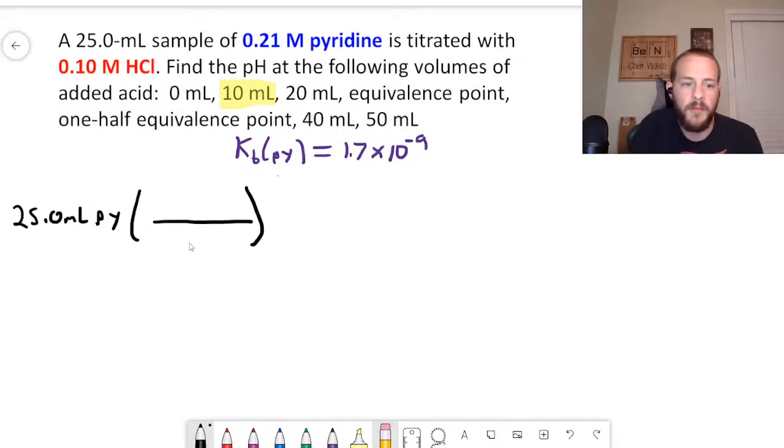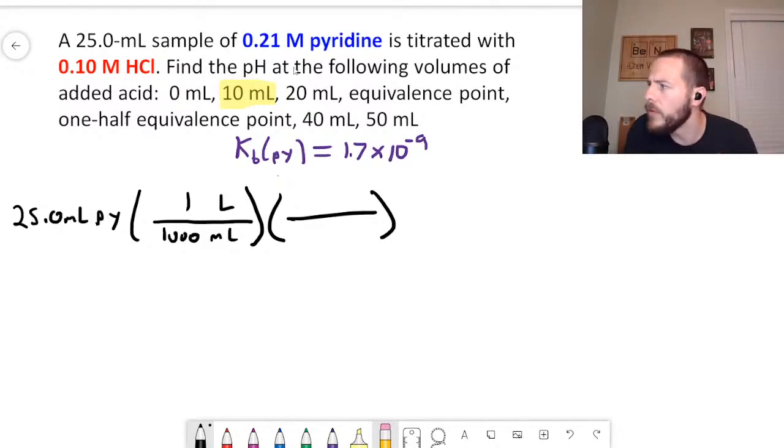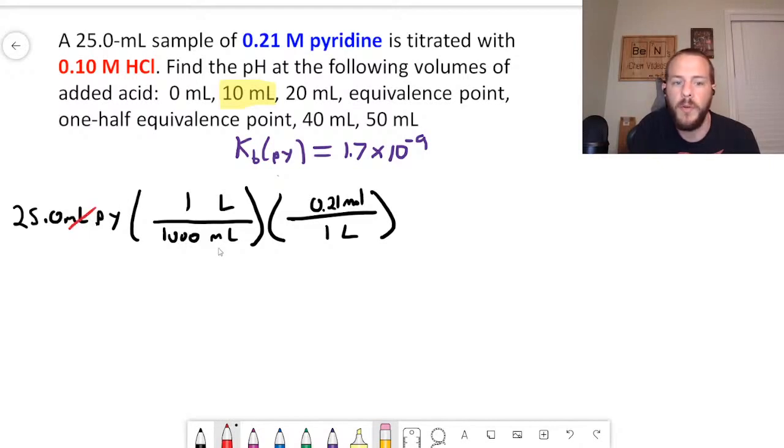Convert that into liters. Put milliliters on the bottom, liters on the top. There are 1,000 milliliters in 1 liter. Now we're going to use the molarity. What's the molarity of the pyridine? That's 0.21 molar. That means for every 1 liter, we have 0.21 moles of pyridine. Double check, make sure units cancel out.